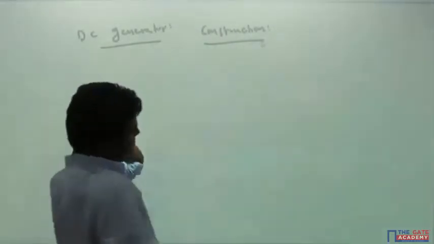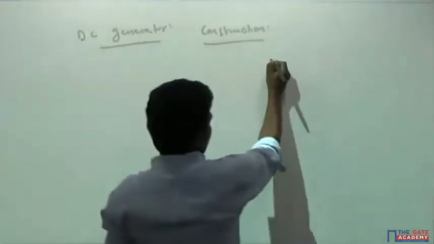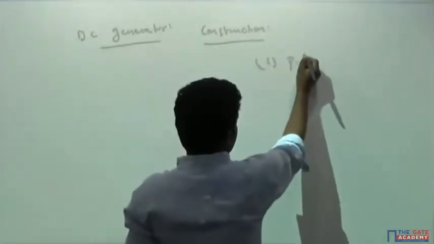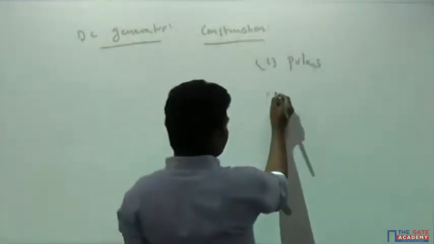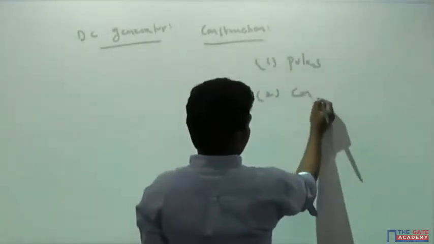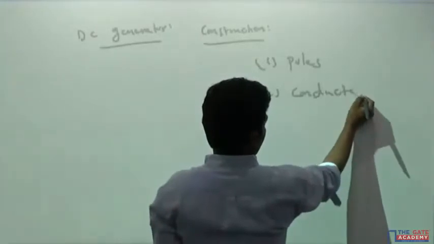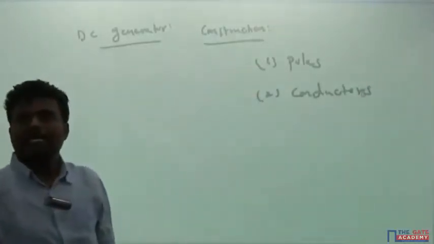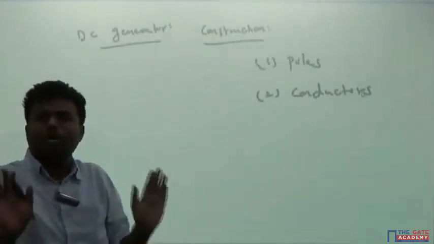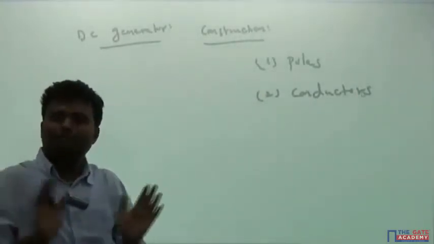So look at the construction here, two parts are mainly here. I'll be having poles, of course the magnetic poles. The second one is conductors. Poles are magnetic poles, the second one is a conductor. If these two exist, then your voltage can be induced.